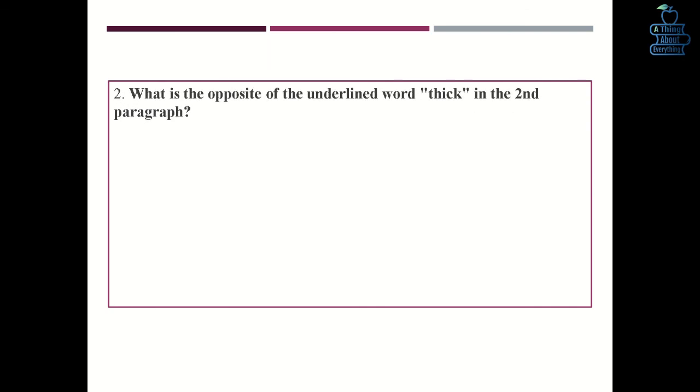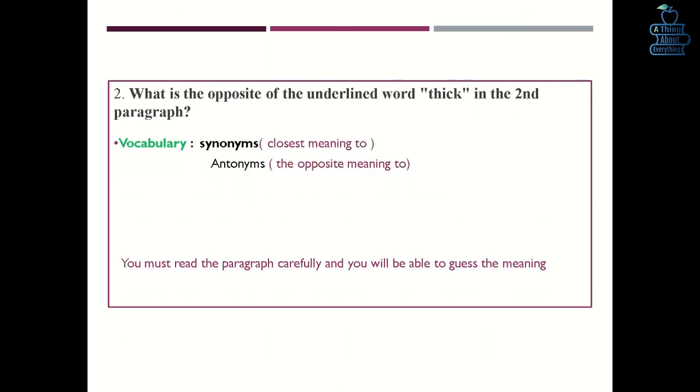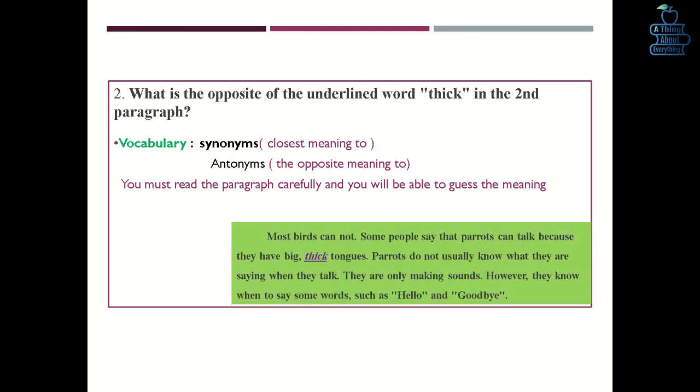Now here we have: what's the opposite of the underlined word thick in the second paragraph. You have to search for the word, and that is in the green box, and we have 4 choices, and the answer is, again, if you want to stop the video, read thoroughly, and after that you can get the correct answer.